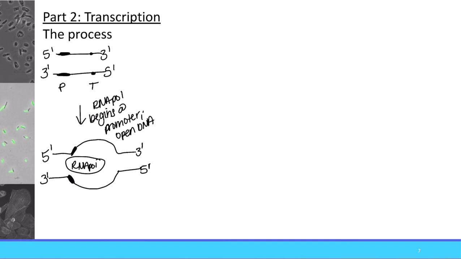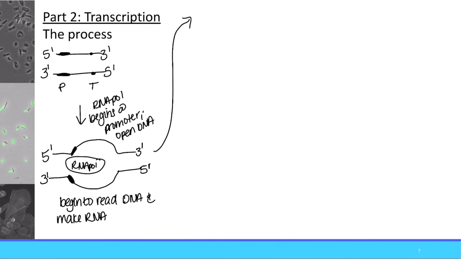It turns out RNA polymerase is really special. It has helicase activity, which means it can open up DNA. So it's going to open the DNA, and then it's going to begin to read the DNA, and of course, it's going to make RNA. So we're going to kind of continue this process up here. So over time, depending on the gene length, this can take a couple hours to a couple minutes.